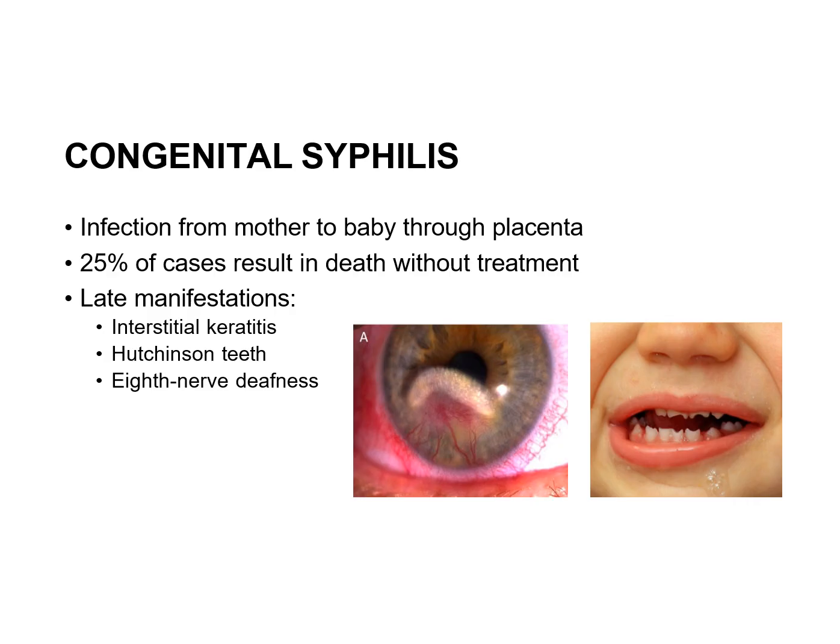Congenital syphilis occurs when Treponema pallidum is transmitted from mother to fetus through the placenta. Without treatment, congenital infection carries a very high mortality rate, with approximately 25% of affected infants dying if untreated. Late manifestations of congenital syphilis include interstitial keratitis, Hutchinson's teeth, and eighth cranial nerve deafness. These findings reflect chronic inflammatory damage occurring during critical stages of development.